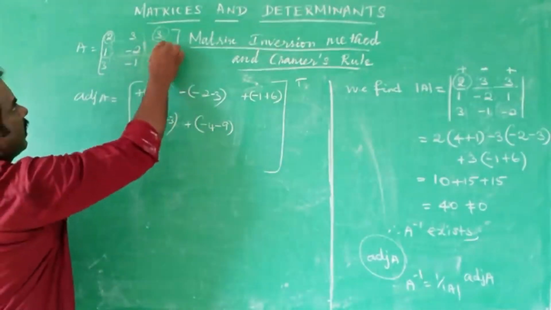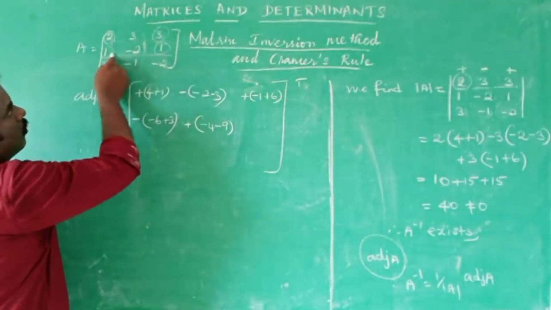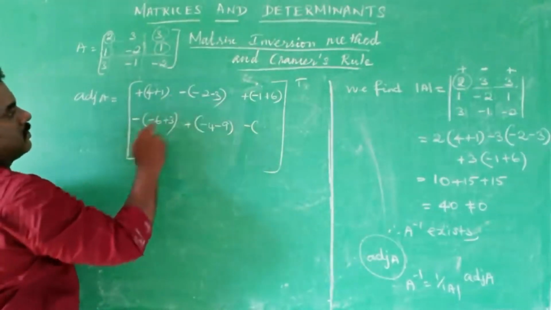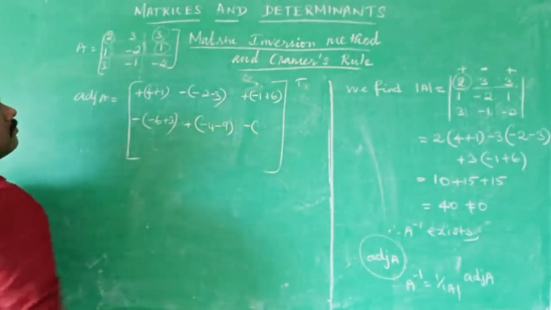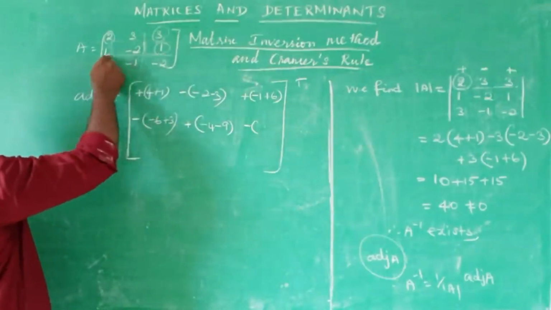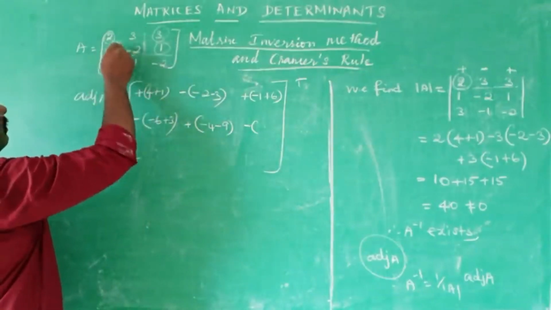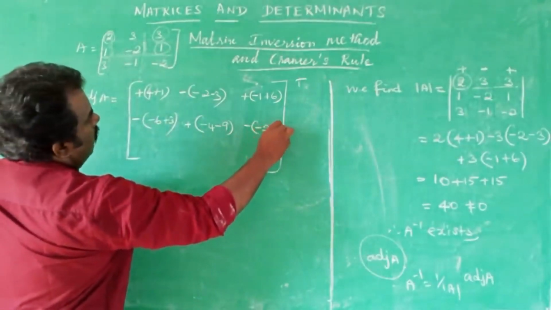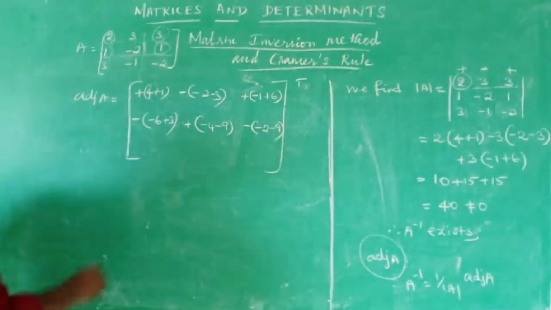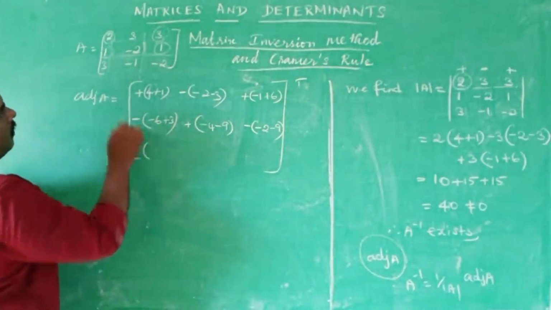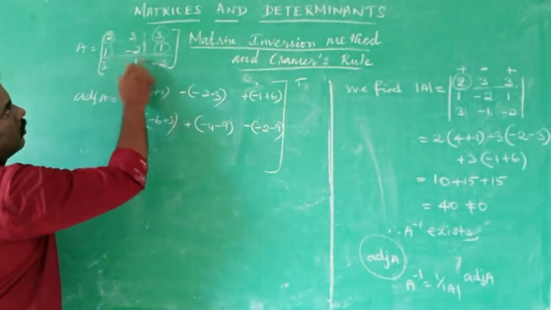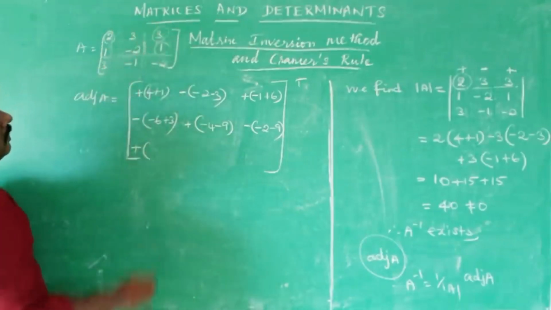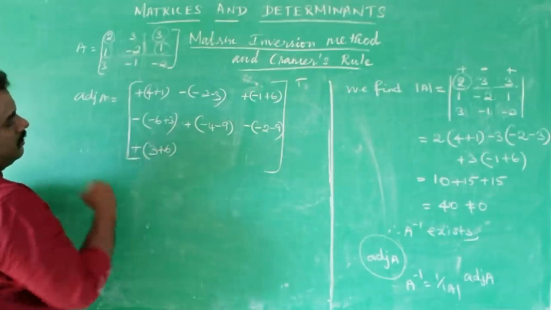The next, fix the element 1 and leave this row and this column with the minus symbol. Plus minus plus, minus plus minus. Write the symbol minus and fix this element. Leave this row and this column. Take the determinant of the remaining 2 by 2 matrix, that is minus 2, minus 9. And next, take the positive symbol. Fix this element. Ignore this row and column. Take the determinant of the remaining 2 by 2, that is 3 plus 6.